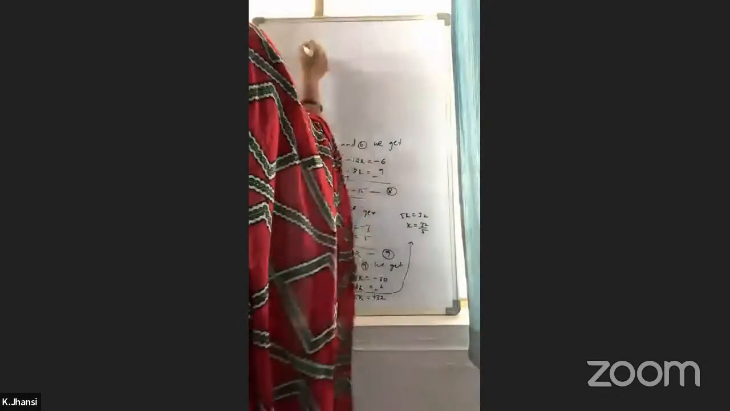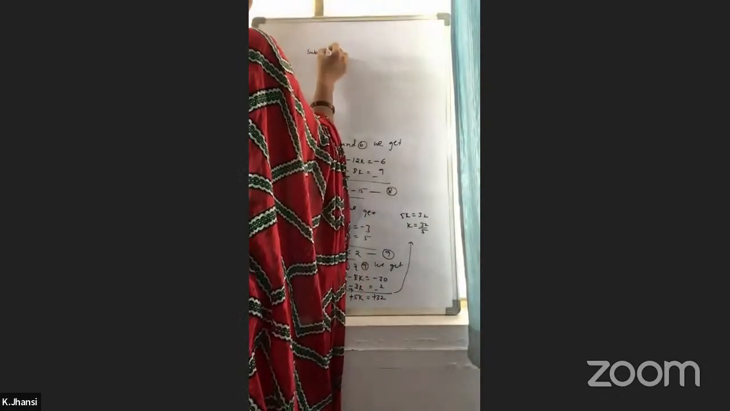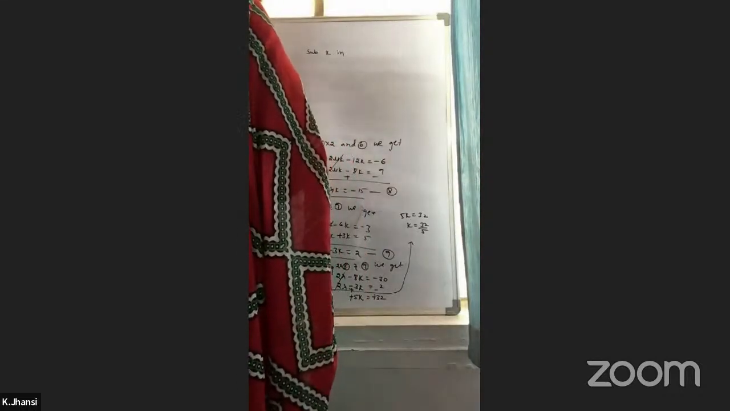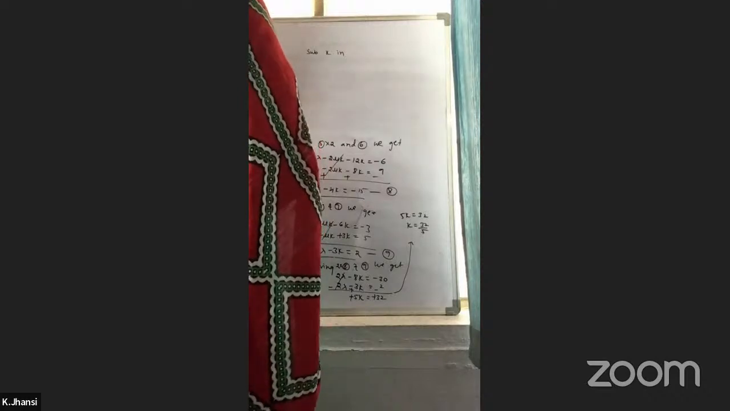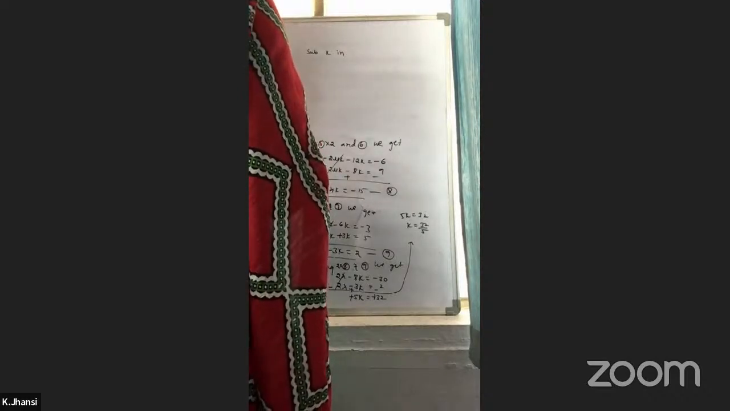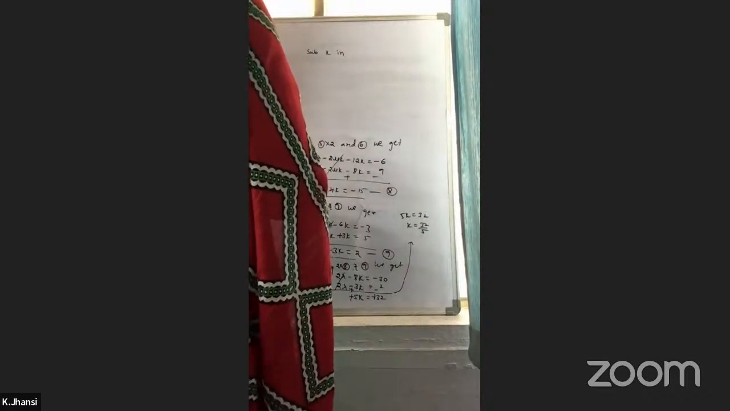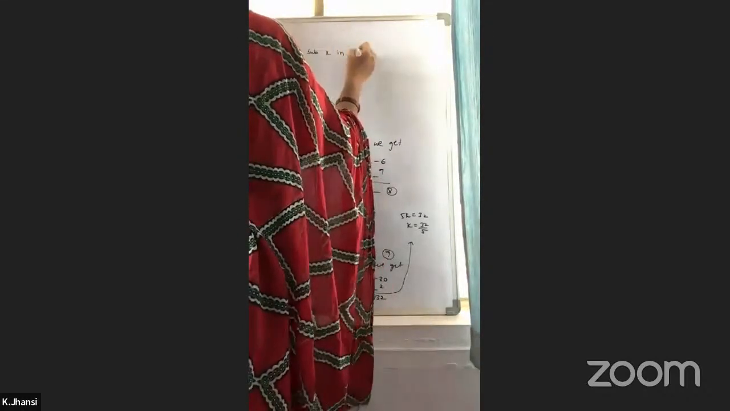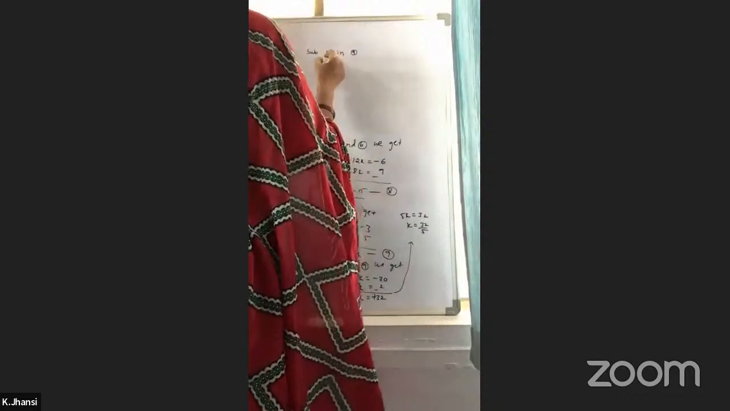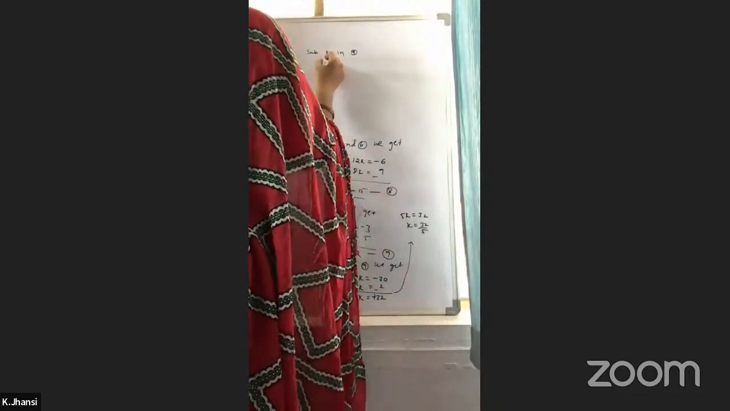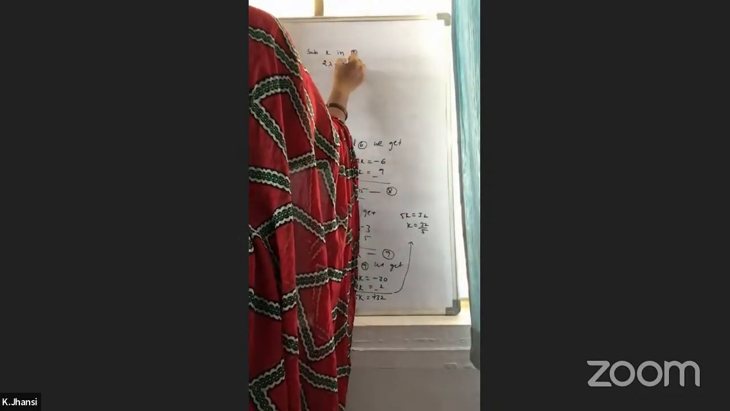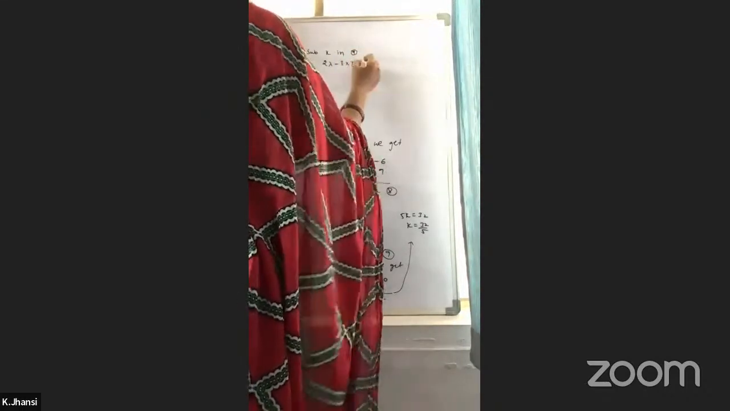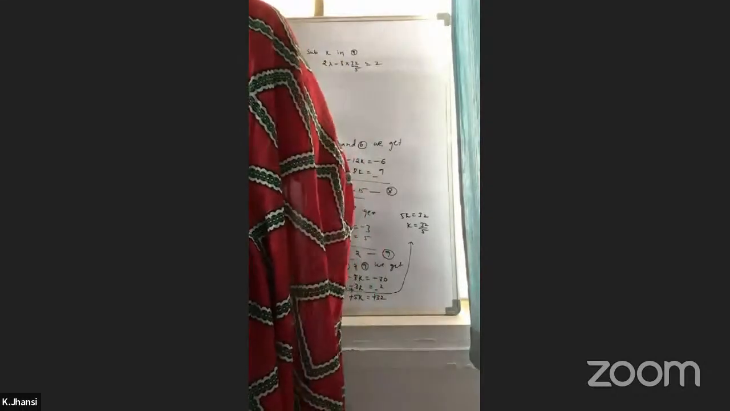So substitute the k value. So in 9 we can substitute k. What will we get? 2 into 2 lambda minus 3k. What is k? k is 32 by 5, equal to 2. Okay.